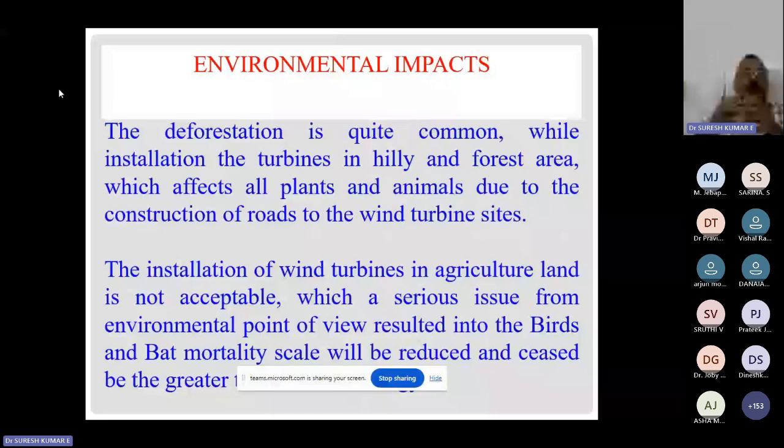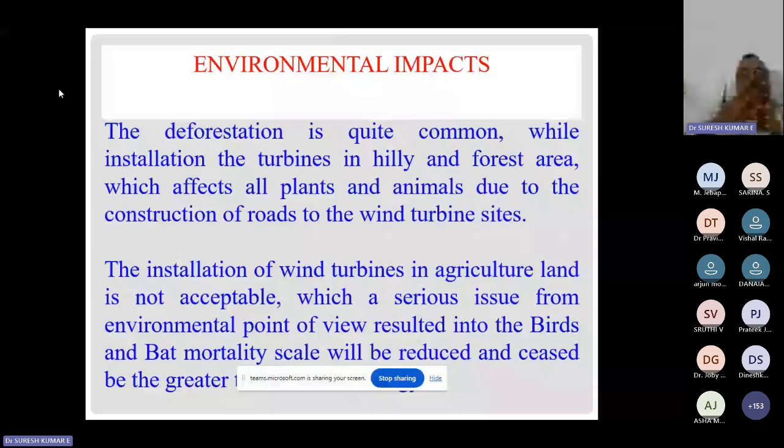The installation of wind turbines in agriculture areas is a major concern. Already we have very little agriculture land. Installation of wind turbines in agriculture land is not acceptable, which is a serious issue from the environmental point of view, as is the bird and bat mortality rate. It should be reduced.